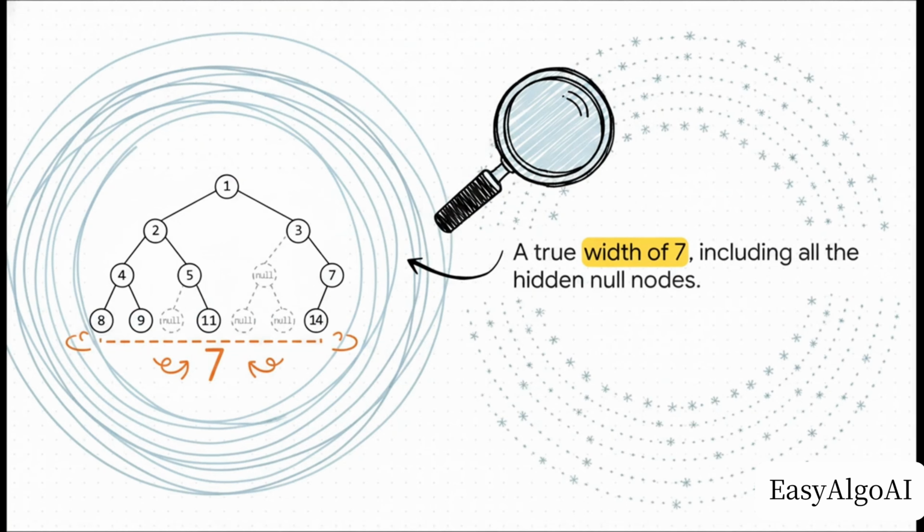Let's look at how this plays out on the bottommost level of a tree. Say on the far left, we've got a node with a value 8. On the far right, a node with the value 14. If we just went ahead and counted the actual nodes in between, the 8, 9, 11, and 14, we'd probably think the width is 4. But remember our definition. We have to include all those invisible null nodes between that 8 and that 14. When we count the real nodes plus those empty placeholders, it gives us a true level width of 7.